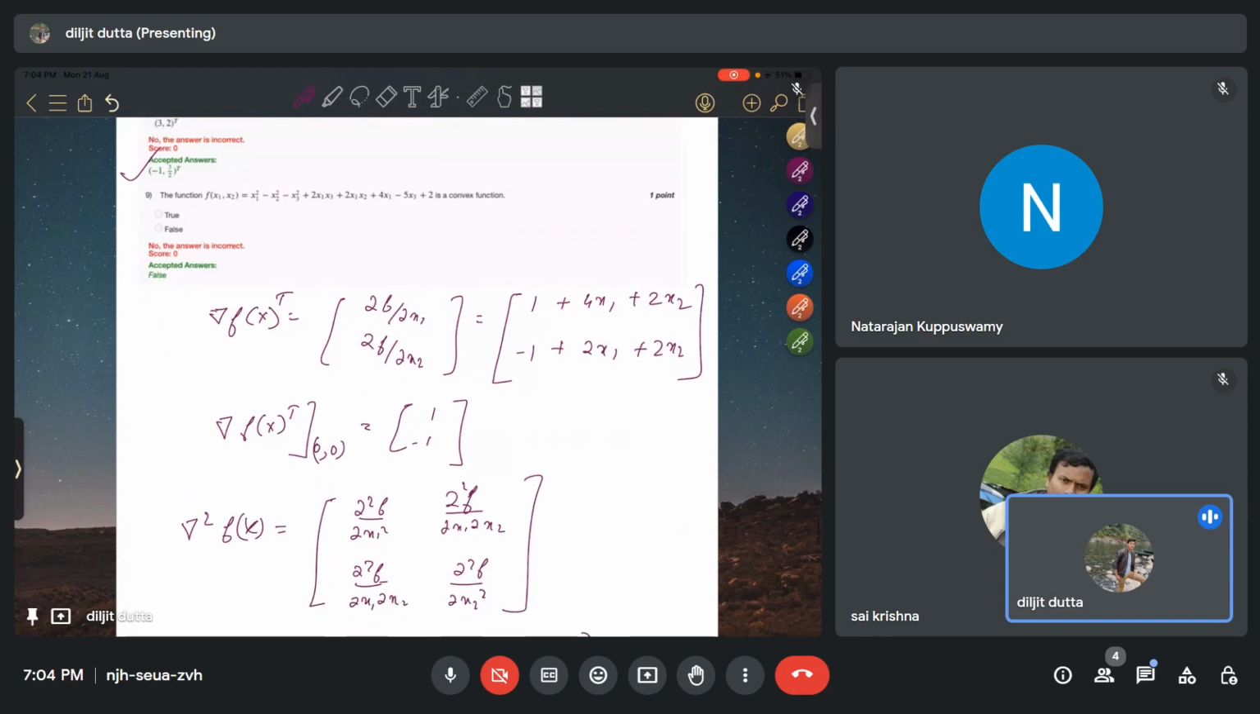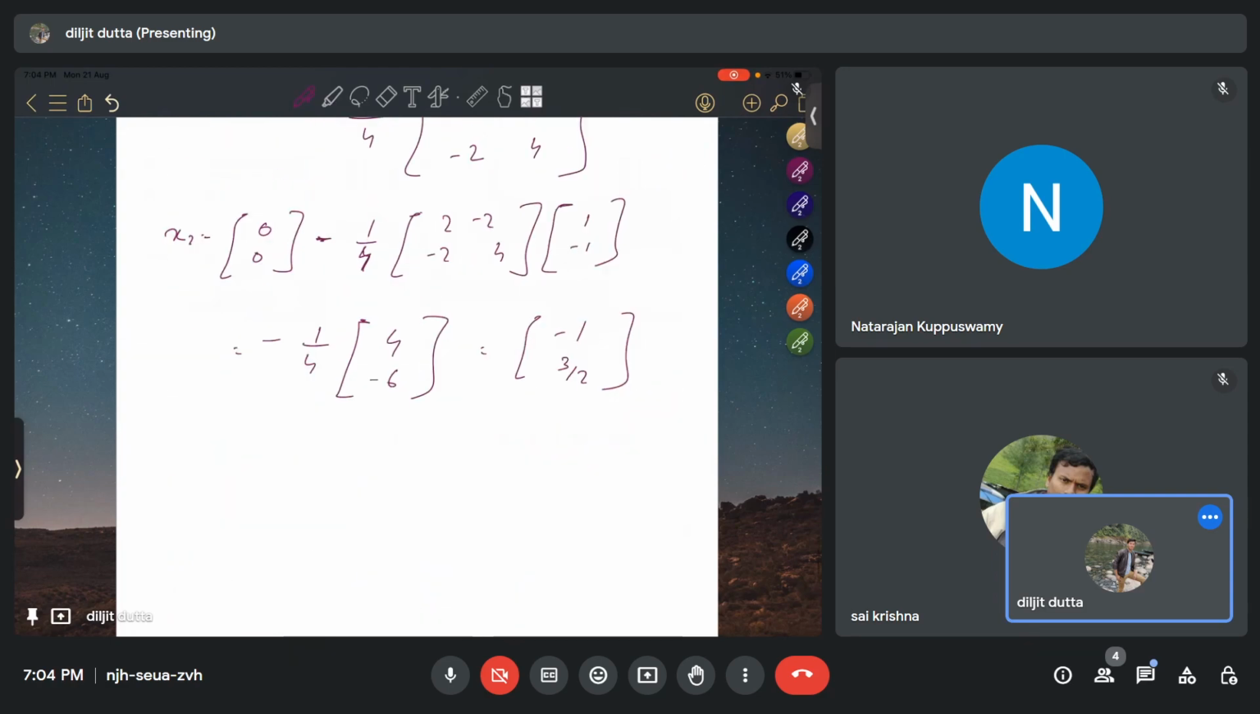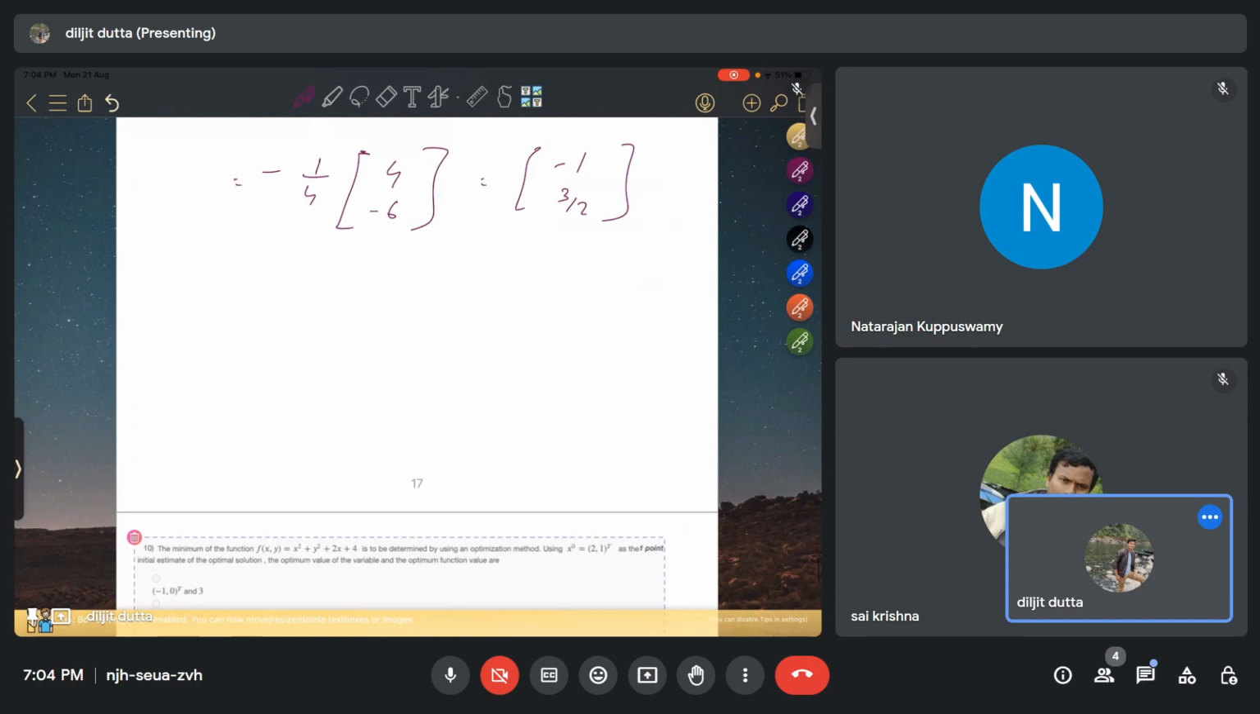Now this function f of x is a long function, I think. Yeah, we will do the calculation for that. Is it a convex function or a concave function? Again, we have to calculate the Hessian matrix for that. Wait a minute.